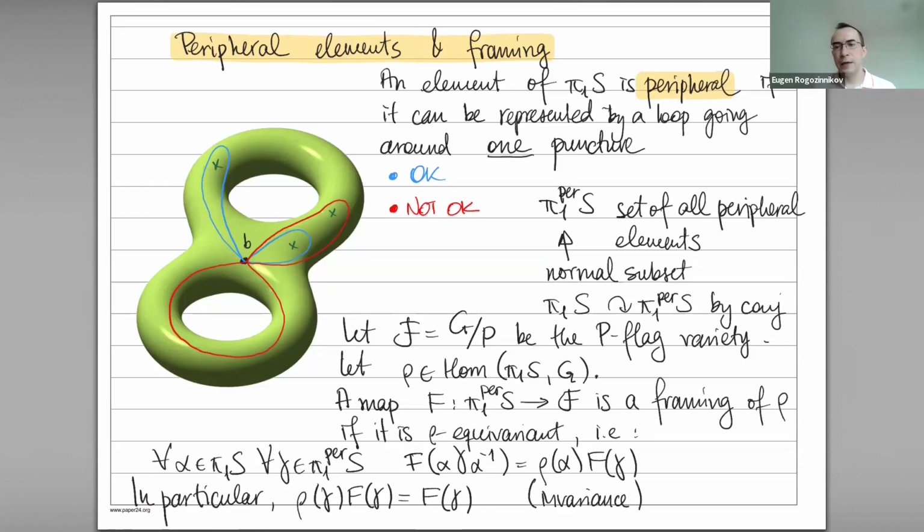And if we now take the flag variety associated to G with the parabolic subgroup P and pick one representation rho, then we can define the following map. So a map F from the space of peripheral elements to the flag variety is called a framing of rho if it is rho equivariant. That means if we pick an element alpha of the fundamental group and a peripheral element gamma, then the flag associated to the conjugated element, alpha gamma alpha minus 1, is just the flag associated to gamma, and then we apply rho of alpha, which acts naturally. This is an element of the group G.